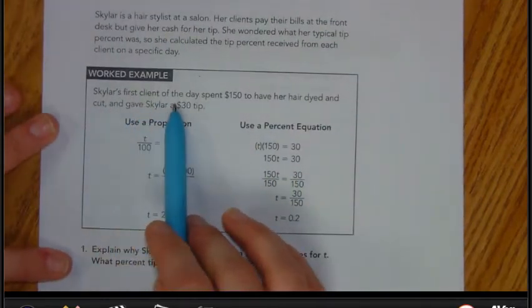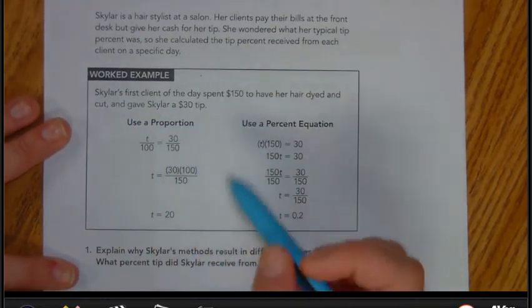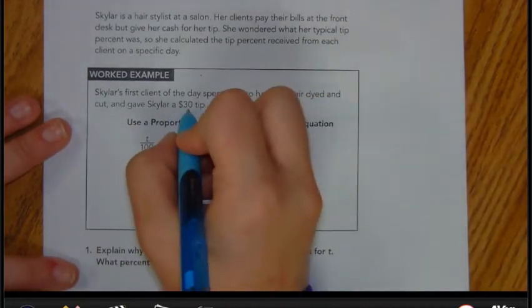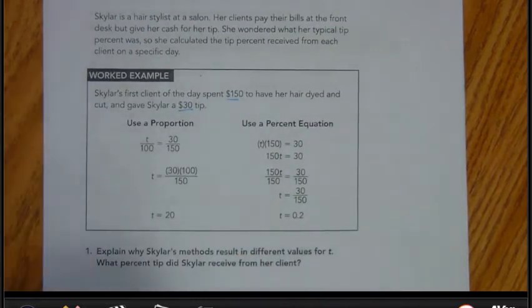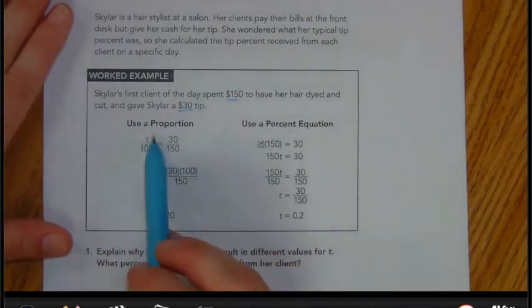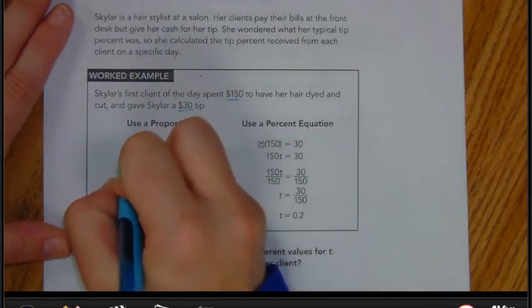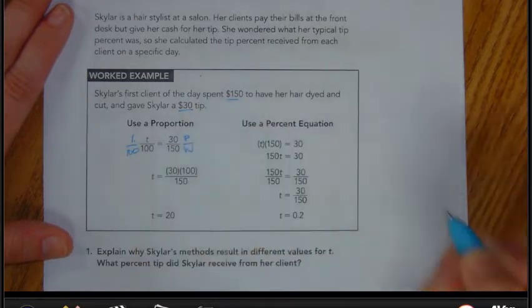So she calculated the tip percent received for each client on a specific day. Skylar's first client of the day spent $150 to have her hair dyed and cut. Skylar was given a $30 tip. She wants to know what percent. Now, you can use both ways. It does not matter. You can use a proportion to find percent: percent over 100 equals part over whole.